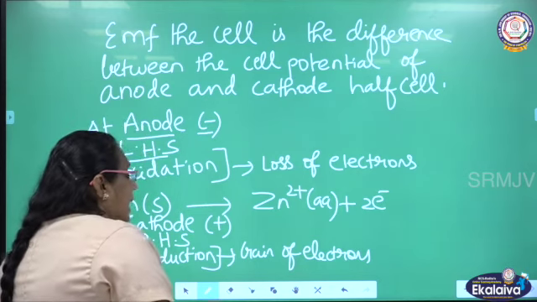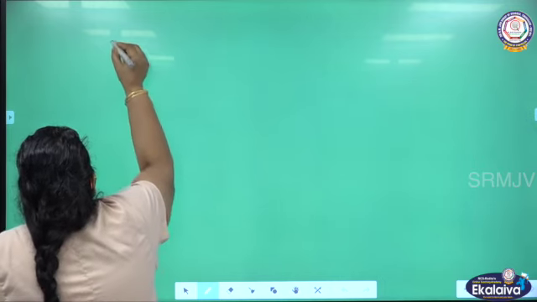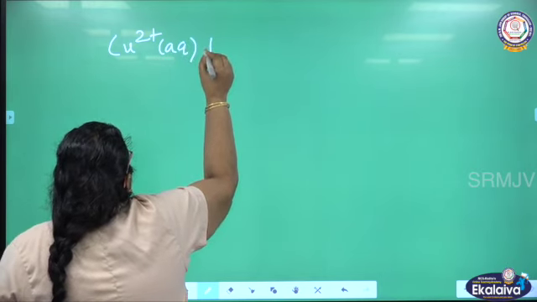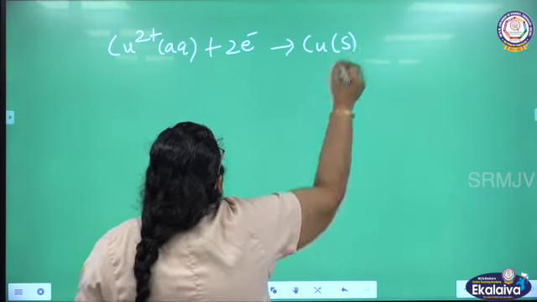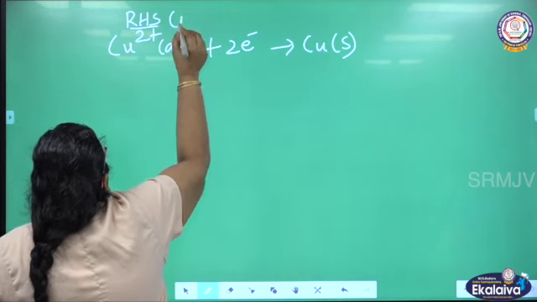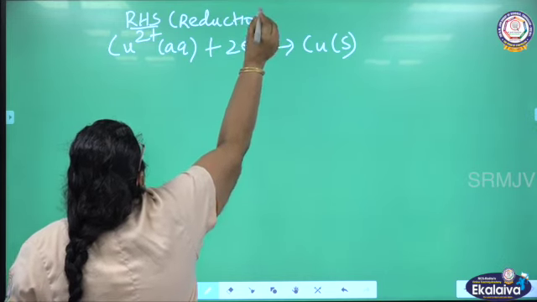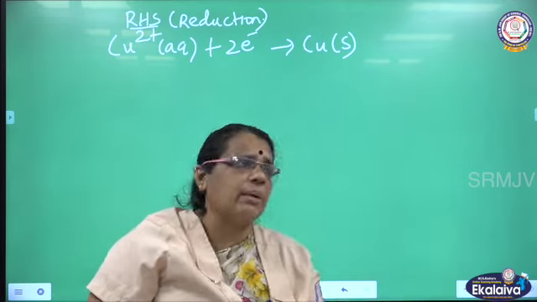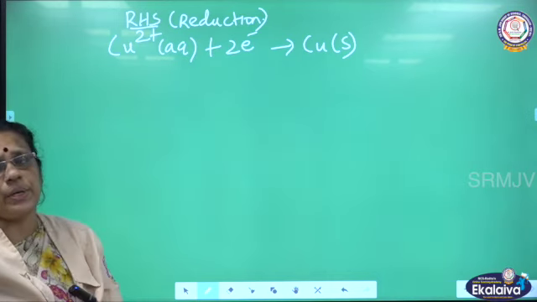Let me see the reaction that is taking place at the cathode. What is the electrode kept at the cathode? Copper 2 plus. Copper 2 plus aqueous, by gaining 2 electrons, becomes copper solid. This is the reaction taking place at the right hand side, so at the right hand side reduction is taking place. In the right hand side, it is copper 2 plus aqueous. So copper in the aqueous form gains 2 electrons and becomes copper solid. This is the reaction taking place at the right hand side, which is the positive terminal.